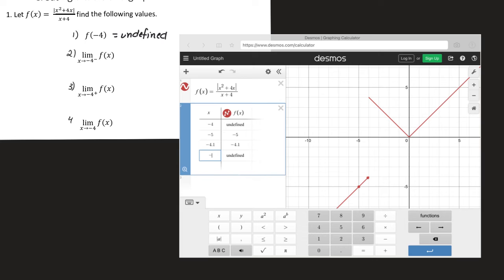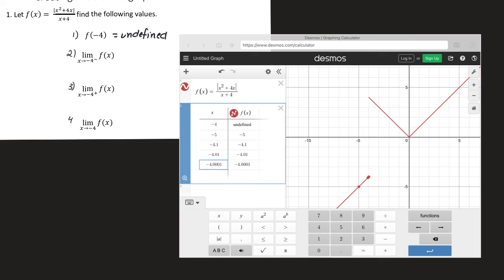Then I'm going to do negative 4.01. And to get even closer than that, I can add more zeros: negative 4.0001. Again, I am on the left side of the graph. If you notice, all the points are showing up on the left side of negative 4, which is why we call this a left-sided limit.